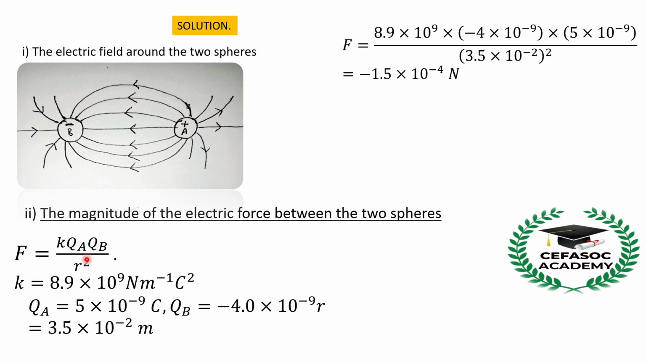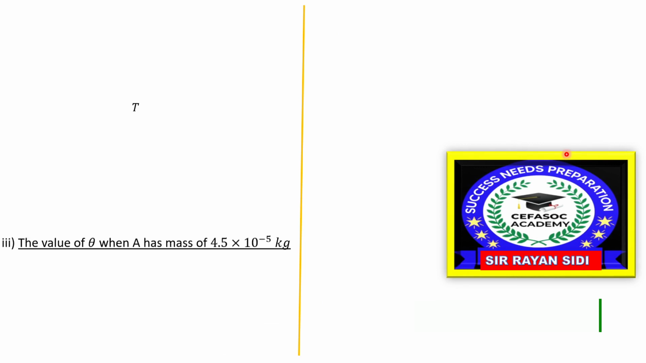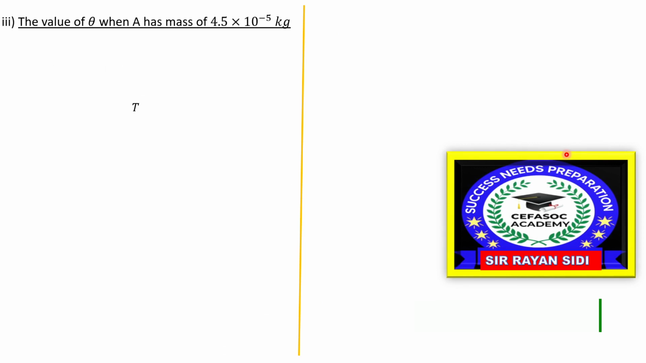Now, we are calculating the magnitude of the electric force, but the answer gave us is negative. So we need to take the magnitude of this force, and we know that the magnitude of a negative number is positive. So the magnitude of the force F will be 1.5 times 10 to the power negative 4 newton. So Roman 3, they asked for the value of theta when A has a mass of 4.5 times 10 to the negative 5 kilograms.